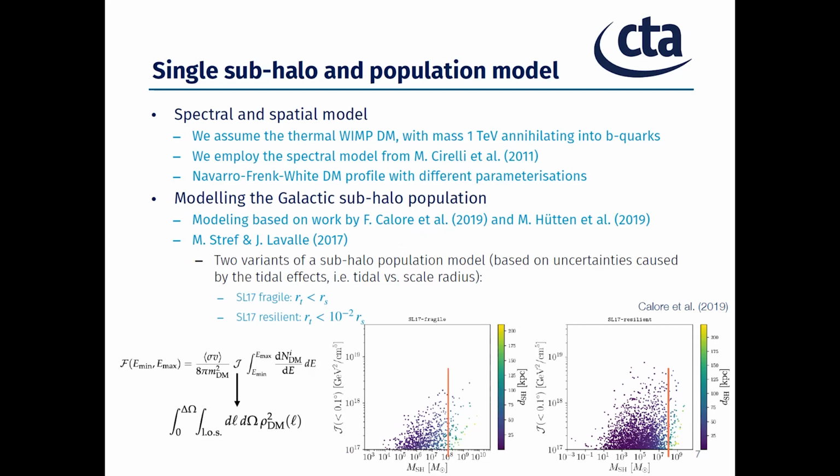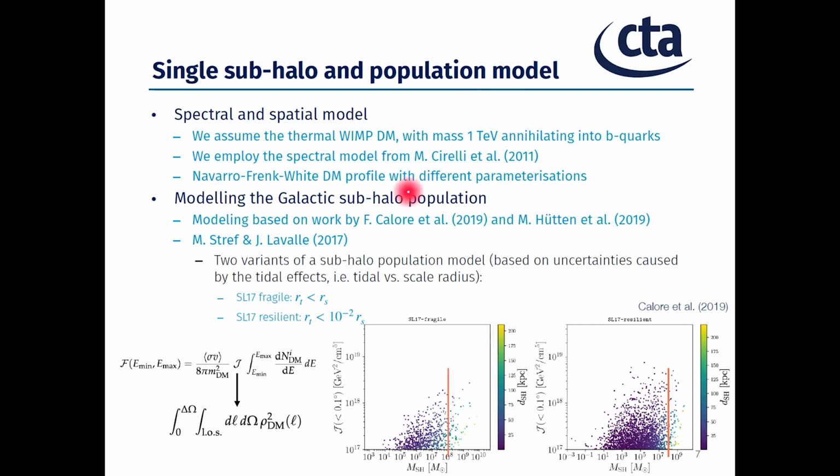And for the spatial model, we are assuming just a very basic Navarro-Frenk-White dark matter profile, and we are using different parametrizations for the scale radii. So one of our main aims is to model the whole galactic population of subhalos, and then, depending on their properties, assess how many of these halos would be able to be detected with CTA, and make the analysis of that.